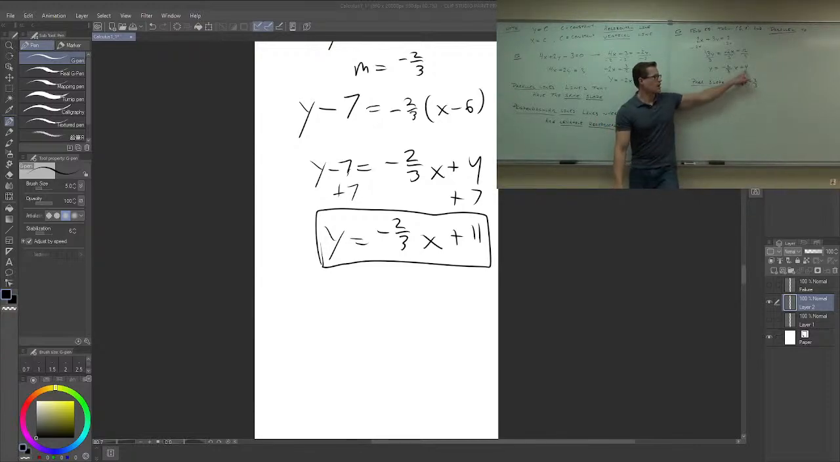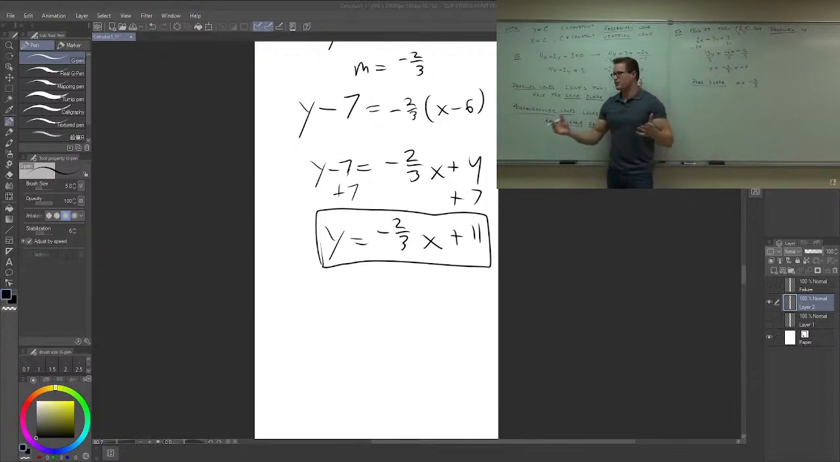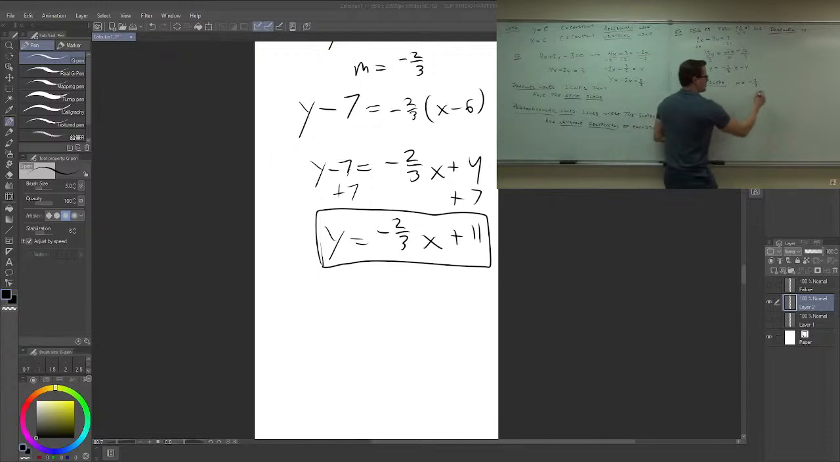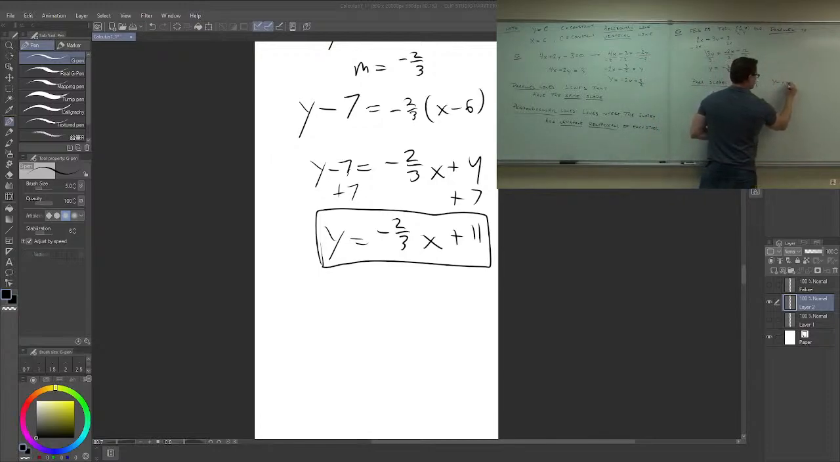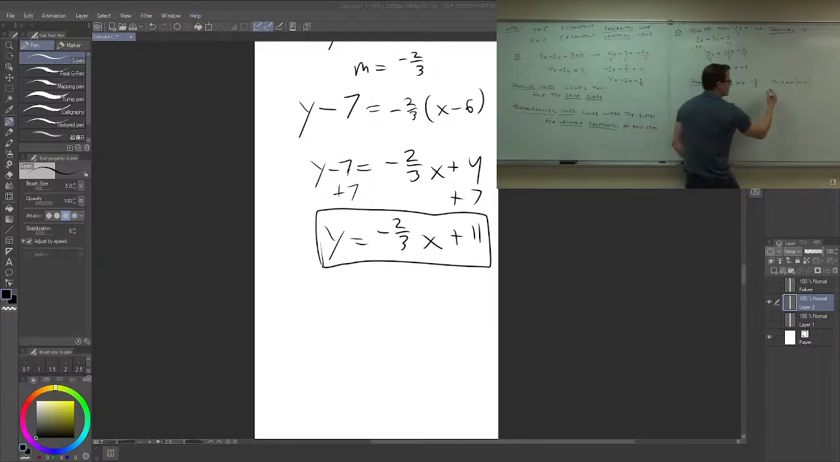Okay. Does this 4 have anything to do with this problem, actually? No. All we cared about was finding the slope. Once we have the slope and we've already identified a point, we can just plug that into our point slope formula to find the equation of our line. So we'll do y minus 7 equals negative 2/3 times x minus 6.